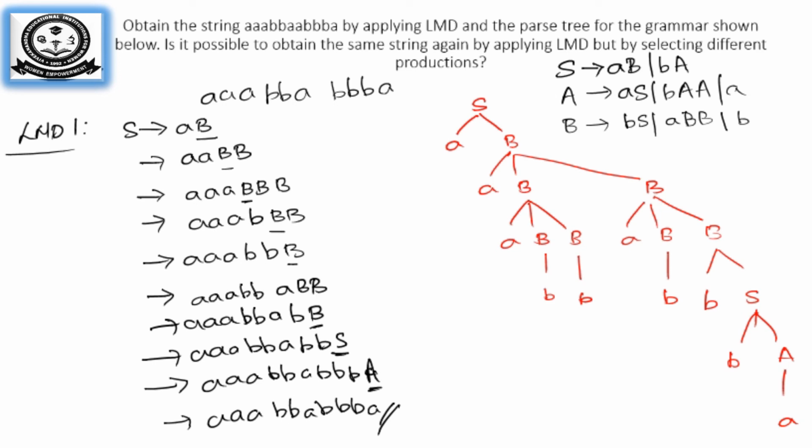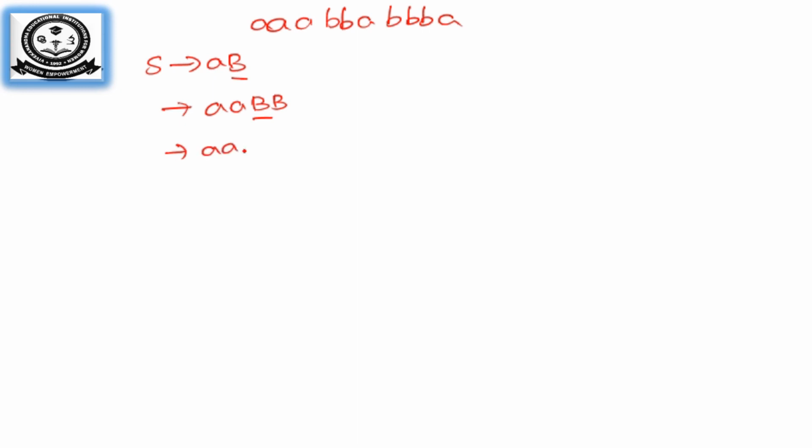So we will see another LMD. The same problem. So we will take S tends to A, B. The string we are going to generate is triple A, B, B, A, then triple B, A. So we'll have A, B. So now instead of B, I will substitute again A, B, B. Now for this B again, A, B, B, B.